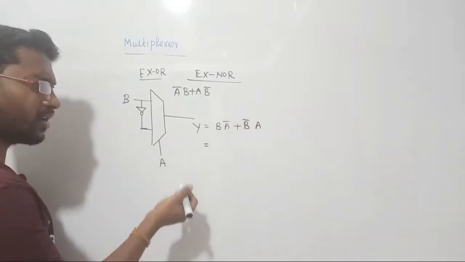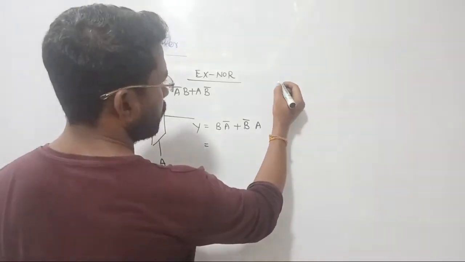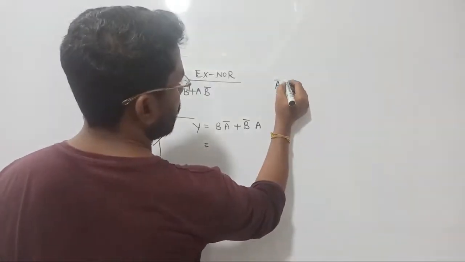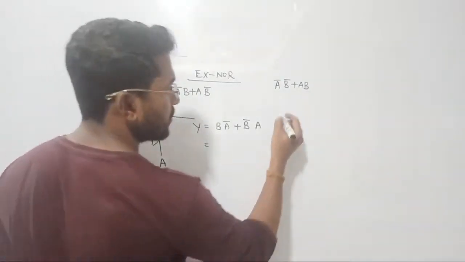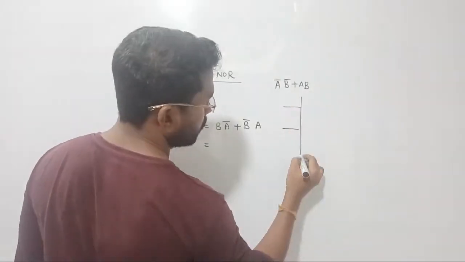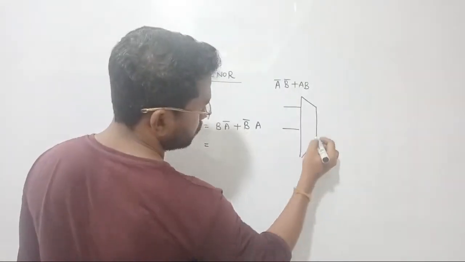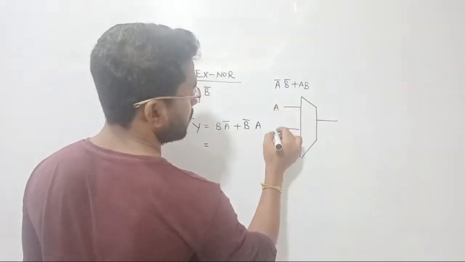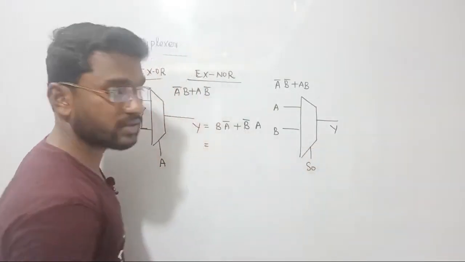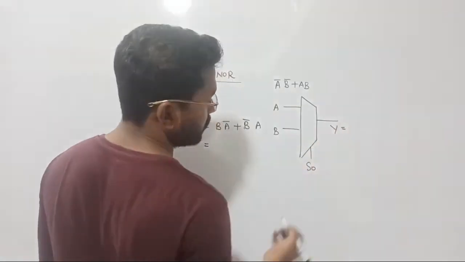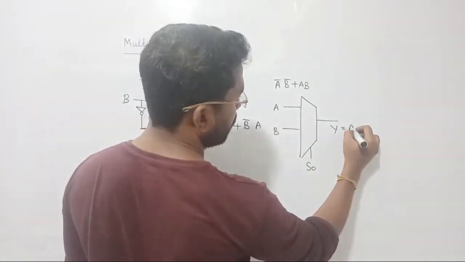Similarly, you can also visualize. Okay, let me do it by myself, I don't want to let you in trouble. A bar B bar plus AB. This is our XNOR gate. Let's visualize this one also. That is A, B. This is the output. This is selector line S0, such that the output is going to be what?